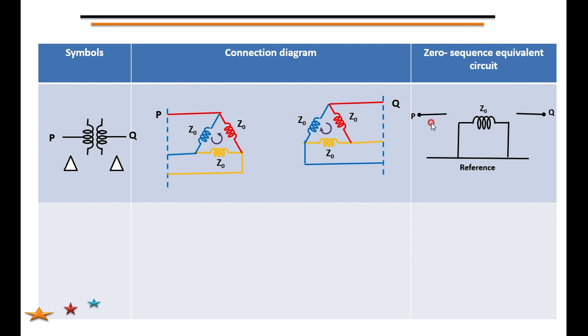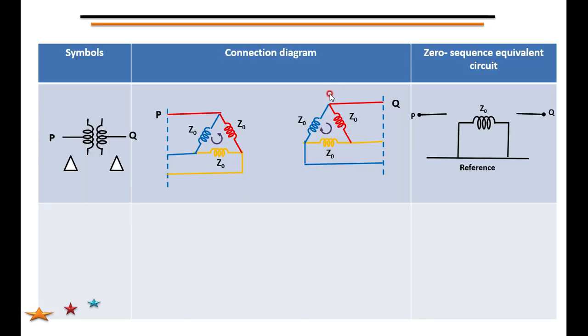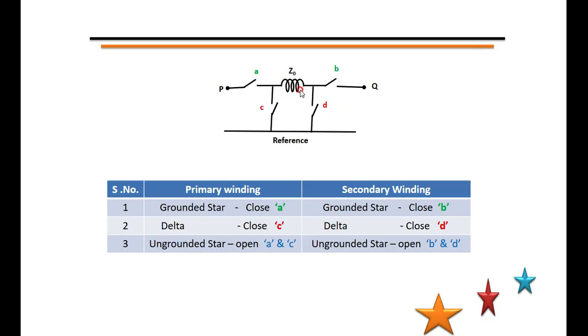Then this sequence diagram you have to realize with a simple switching diagram, which I am demonstrating here. I am considering once again, from P to Q, any configuration. Between P and Q, you have to represent the zero sequence impedance or reactance. Therefore, I am taking Z0 as the zero sequence impedance of the transformer. Then I am using four switches: A and B are called series switches, C and D are shunt switches.